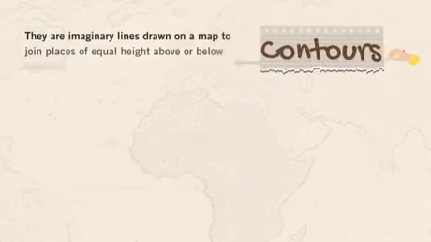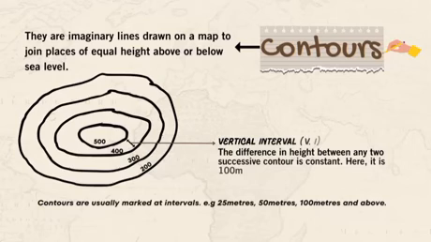What then is a contour line? A contour line is an imaginary line that is drawn on a map to join equal places of the same height above or below the sea level. We can also say that contour lines are marked in intervals to show the regular interval between the heights of a place. For example, we have 200 meter, 300 meter.